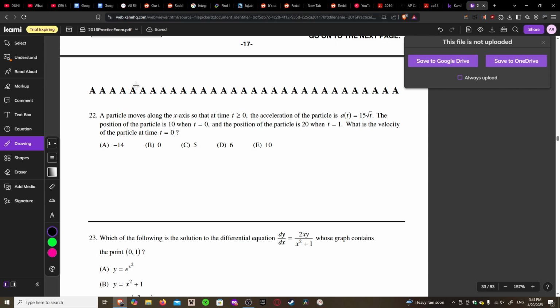A particle moves along the x-axis, time t is greater than or equal to 0. The acceleration of the particle, a of t, is 15 square root t. The position of the particle is 10 when t is equal to 0. The position of the particle is 20 when t is equal to 1.